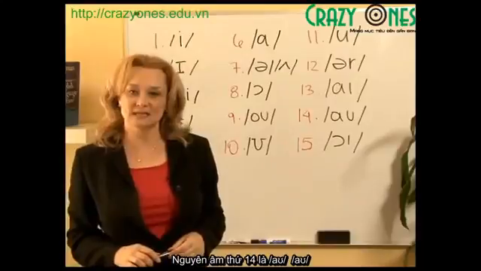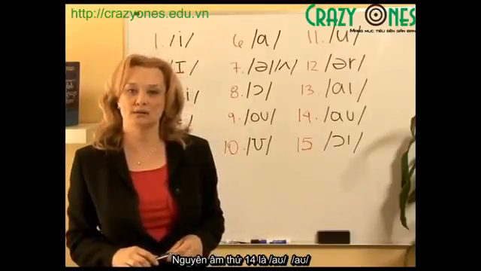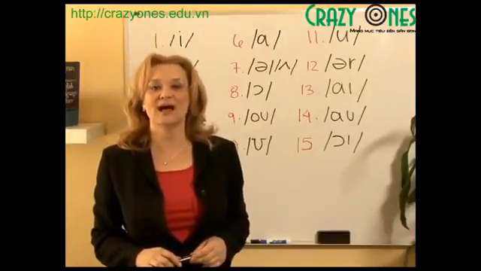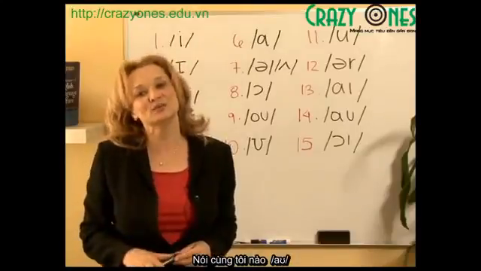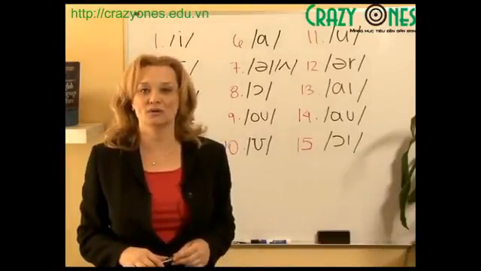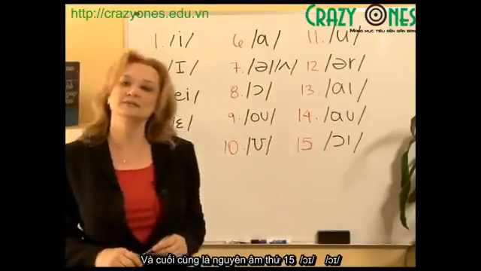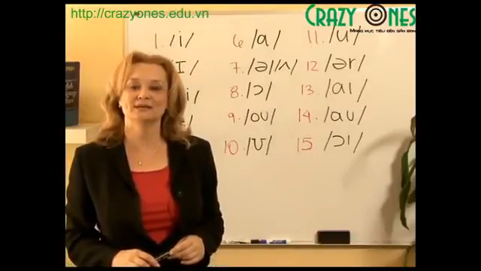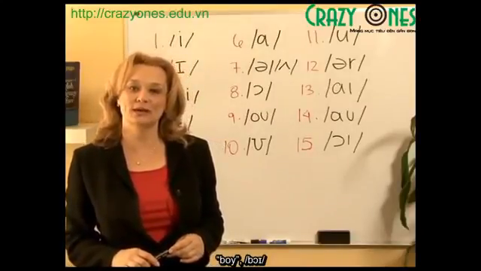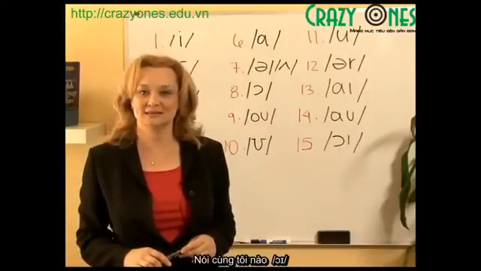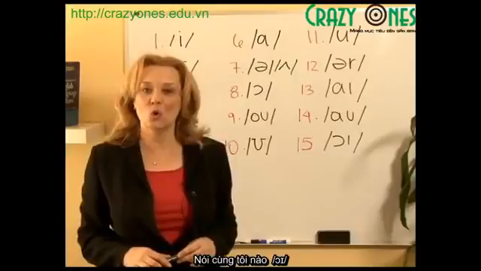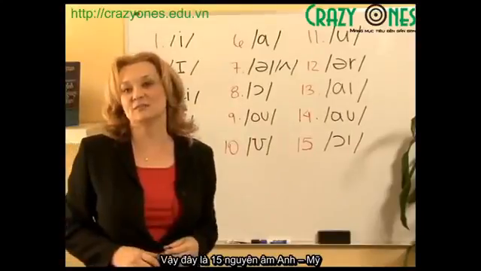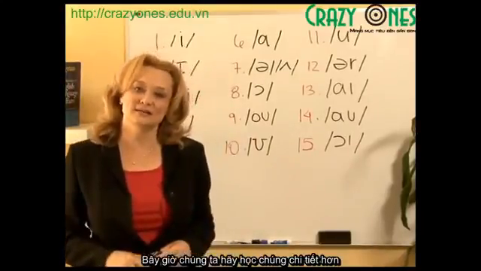Vowel number 14, ow, as in now, house, brown, announce. Say it with me. Ow. And finally, vowel number 15, oi, as in enjoy, noise, boy, annoying. Say it with me. Oi. So these are the 15 vowel sounds of American English. Now let's study them in more detail.